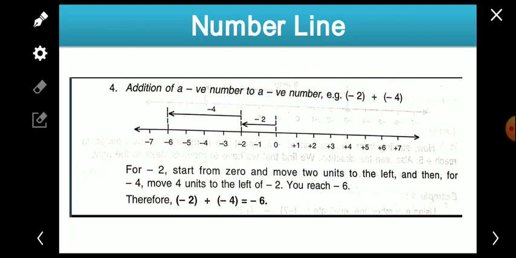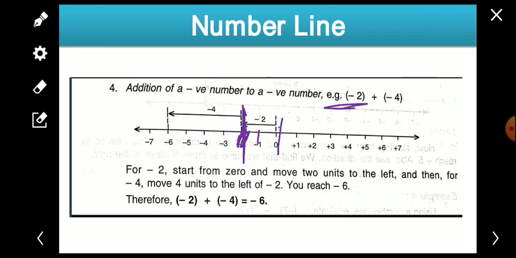So very simple it is. We'll look at the first number, that is -2. Just move to the number -2. It is a negative number. Obviously we will move towards left of 0, 2 steps towards left of 0. So we start from 0 and move towards left of 0, then 1, 2. So we have reached at -2.